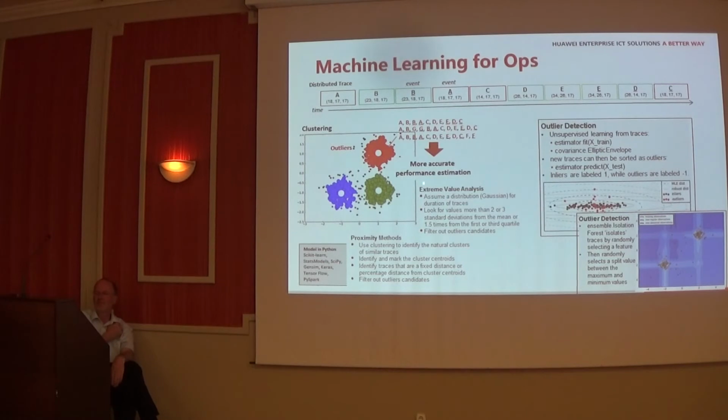Machine learning for ops, so we do things. This is again a simplification of what we do, but I think it gives the idea. We get a lot of traces, and we use clustering, for example, and we cluster traces. Some traces go to the extremely performant traces, some go to the bad traces with problems, and some go to the average traces. And when we have these clusters, we can then detect outliers. Here it's also another technique to detect outliers.